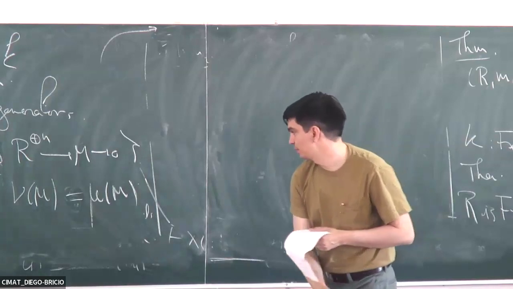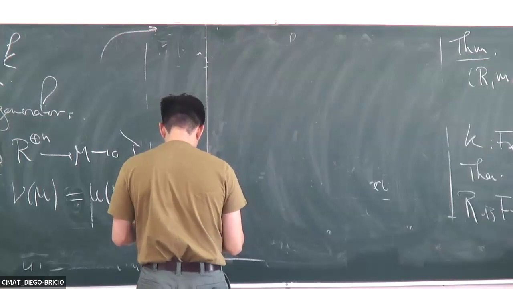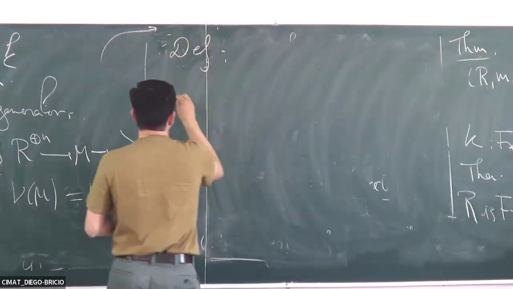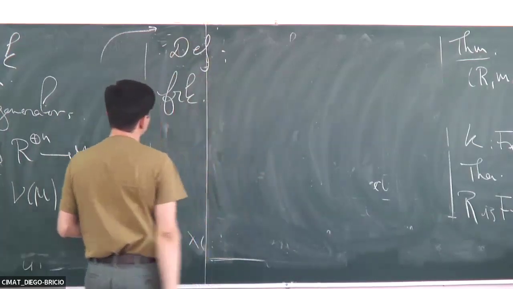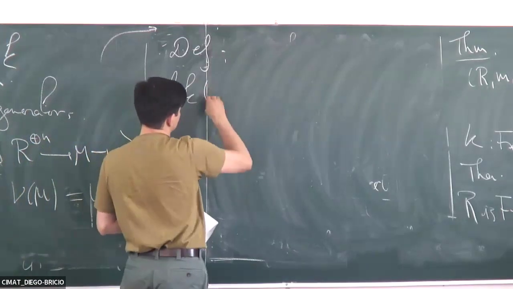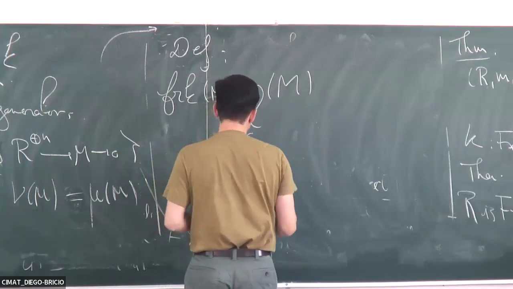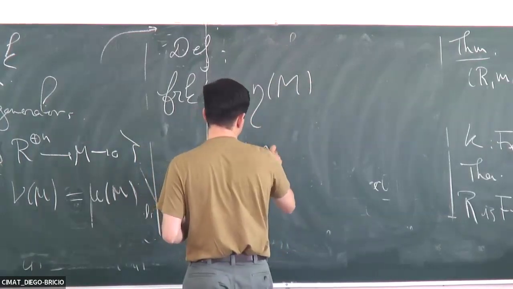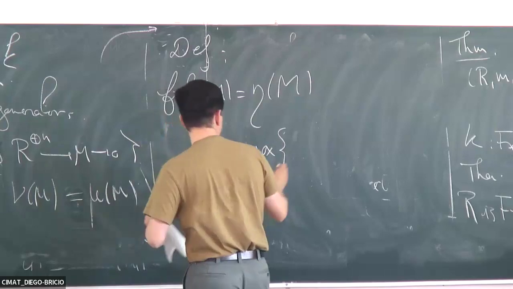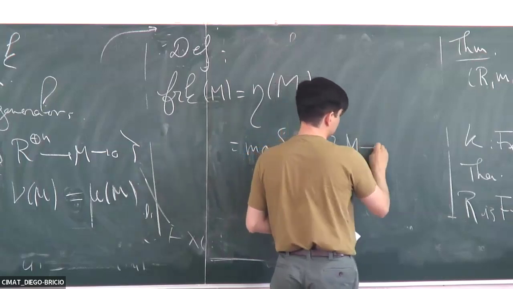So the next type of rank I want to talk about is the free rank. Maybe I could call it like this, but just be consistent with this Greek letter notation. The free rank of M, I'm going to call it eta. And this is going to be a maximum. It's kind of dual to this. Here is the minimum of that. I'm going to take the maximum of all the n's such that there exists an exact sequence like this.